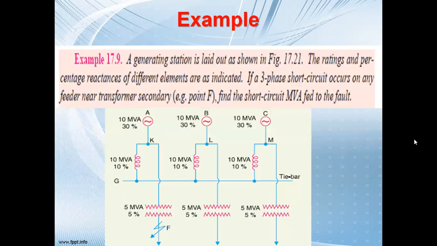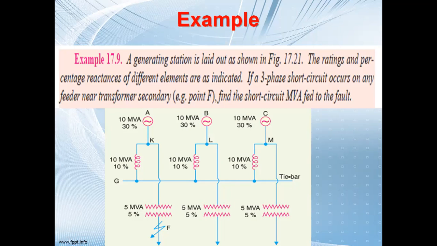So next we'll take some different problem. The generating station is laid out as shown in the figure. The ratings and percentage reactances of different elements are as indicated. If a three-phase short circuit occurs on any feeder near the transformer secondary, that is point A, find the short circuit MVA fed to the fault.